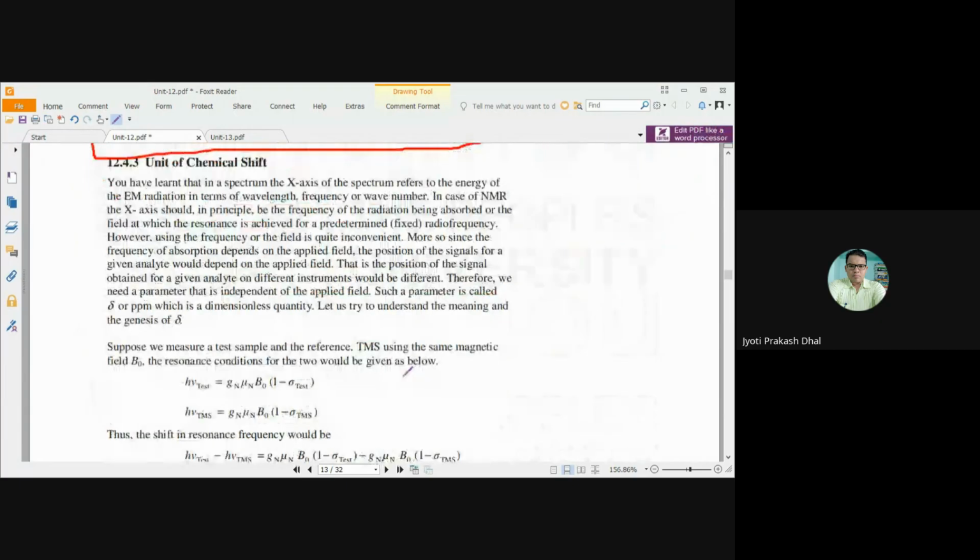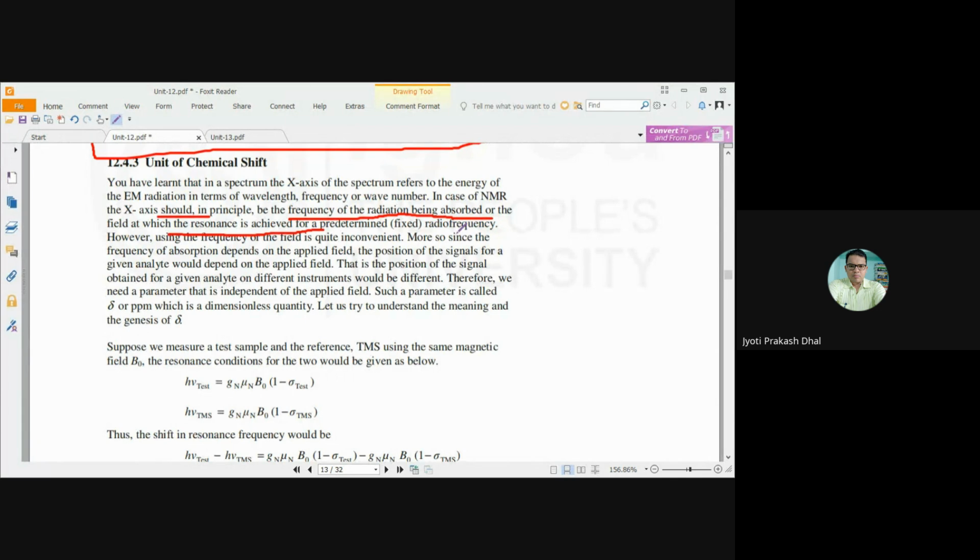Now coming to units of chemical shift. Here, the chemical shift of any organic molecule is recorded with reference to TMS. In the NMR spectrum, the x-axis refers to the energy of the electromagnetic radiation in terms of wavelength, frequency, or wave number. In case of NMR, the x-axis should be the frequency of the radiation being absorbed, or the field at which resonance is achieved, that is fixed at a particular radio frequency.